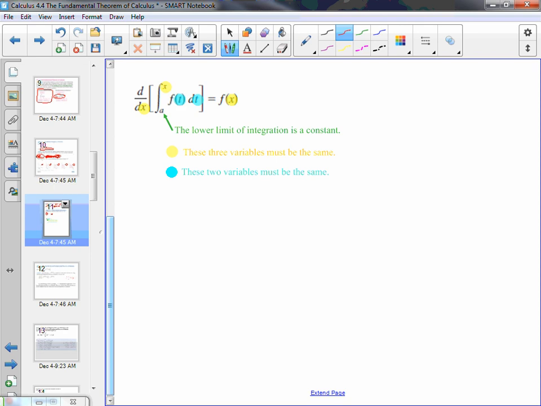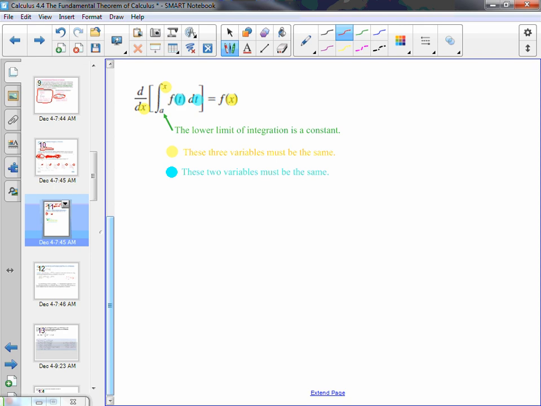The derivative with respect to x, the upper limit of integration x, the resulting function in terms of x. And then where I have the blue dots, those have to be the same. All right? f of t, dt could be f of r, dr, could be f of q, dq. But that's got to match up.